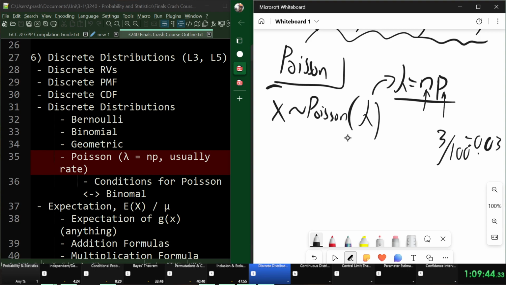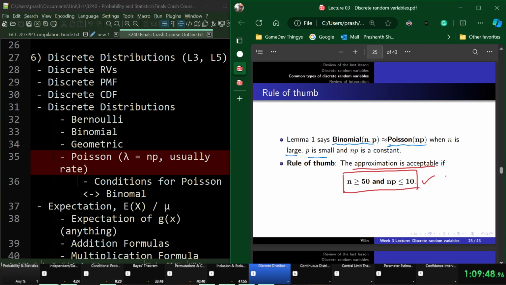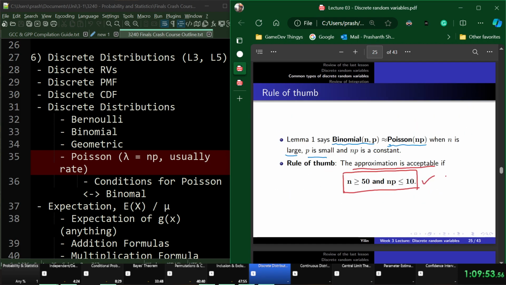And the formula, which, I mean, if she's going to test Poisson, she's going to give the formula. There's no way, I don't even know if she remembers the binomial formula. I mean, she probably does.